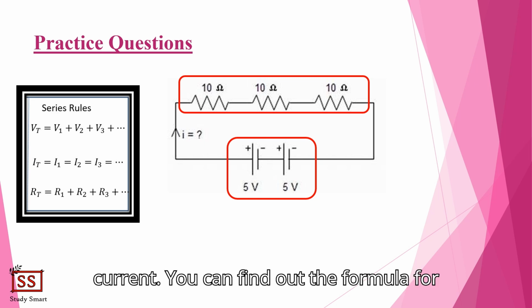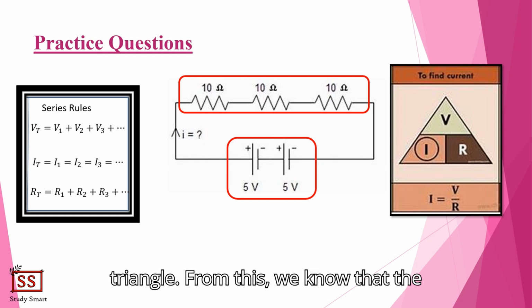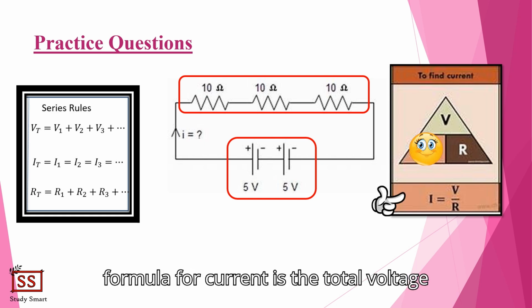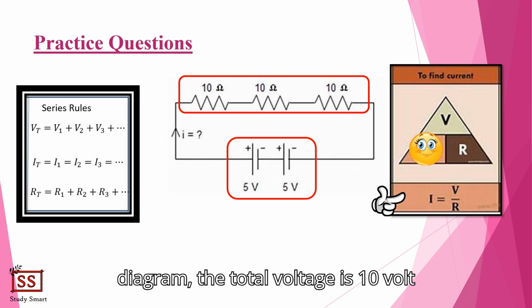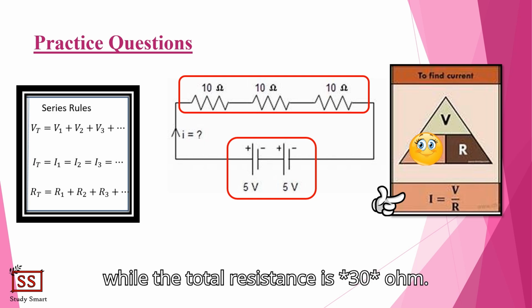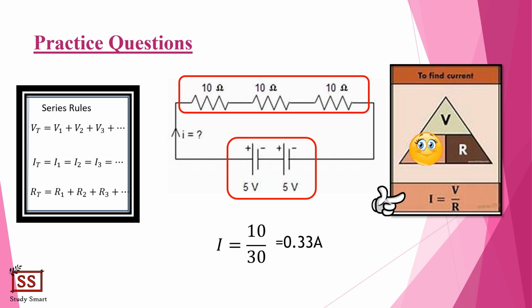You can find out the formula for the current based on the Ohm's law triangle. From this, we know that the formula for current is the total voltage divided by the total resistance. In this diagram, the total voltage is 10 volt while the total resistance is 10 ohm. Now you can find the value of the current.